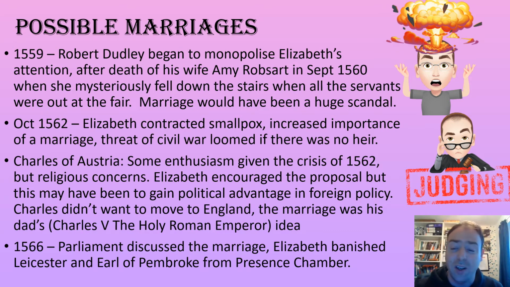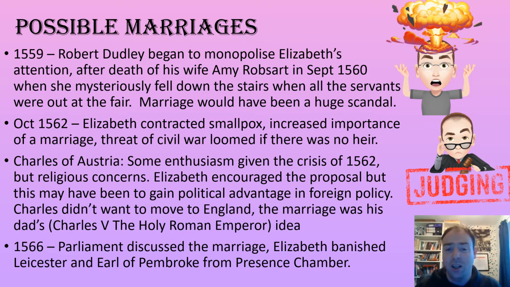We've got Charles of Austria, and there's some relation again to Philip. There's some enthusiasm for this marriage, but there are religious concerns. Elizabeth seems to encourage the proposal, but this might have been, as I've said earlier, that marriage is actually quite an effective tool for her in terms of foreign policy. It's quite a good way of diffusing tensions with other European nations if it looks like she might potentially get married. It is said that Charles desperately did not want to move to England and therefore was not particularly keen on the marriage himself, and that it was all Charles V, the Holy Roman Emperor's idea.